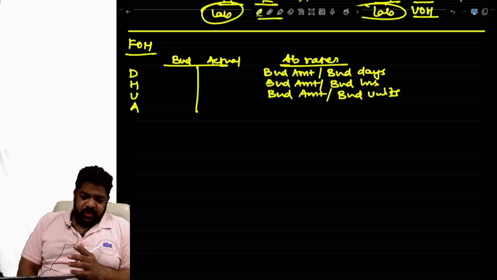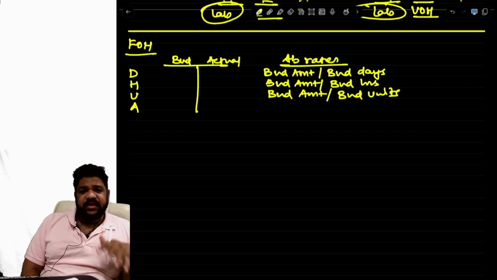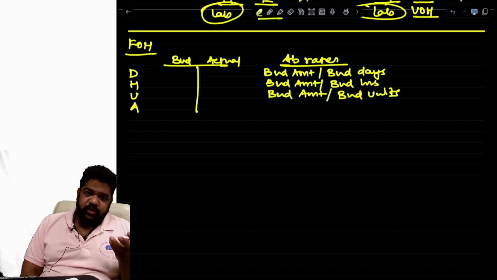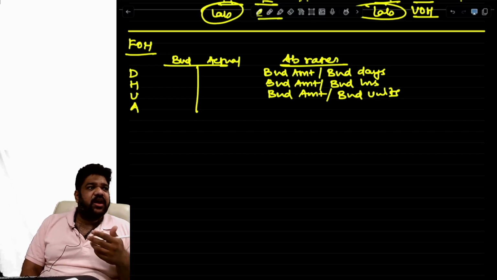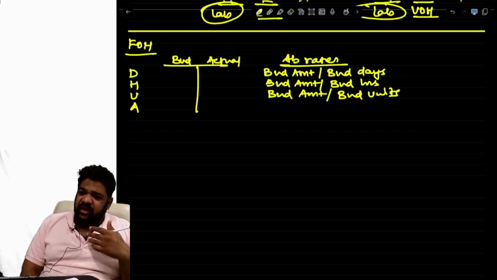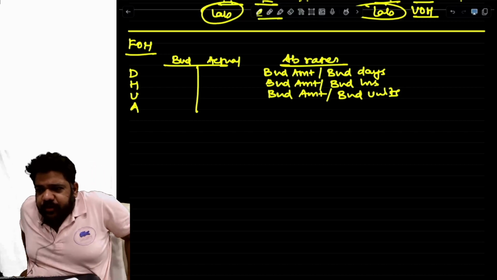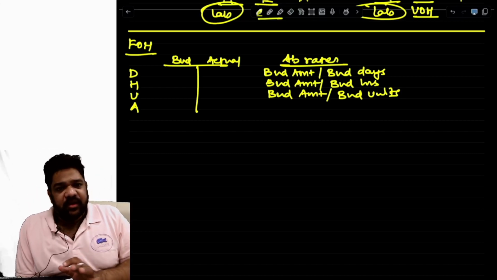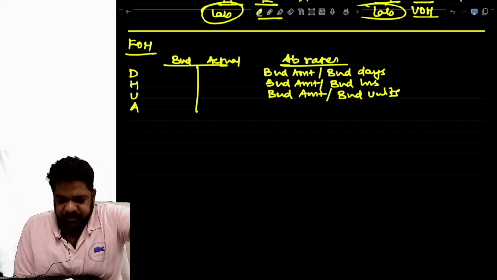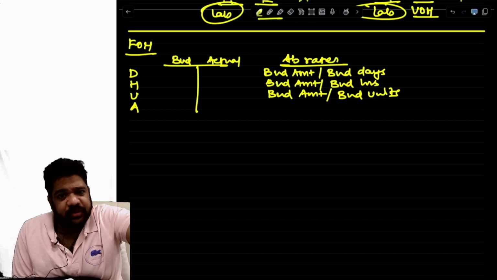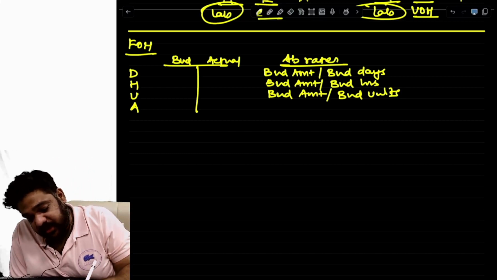Now, if you have, let's say, hours and units only, you will have two absorption rates. If you have days, hours, and units, you'll have three absorption rates. Minimum in our question bank, I think you'll have minimum two of them, but it could be maximum three. So to the max you'll have three, and to the minimum you'll have two. Keep this in mind. So from two to three absorption rates you'll have.